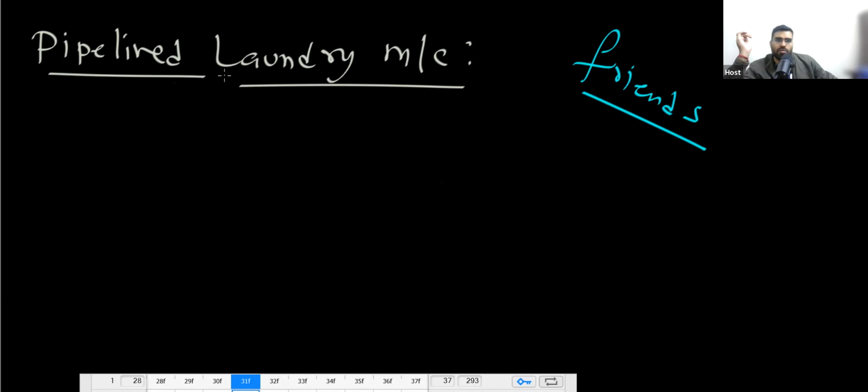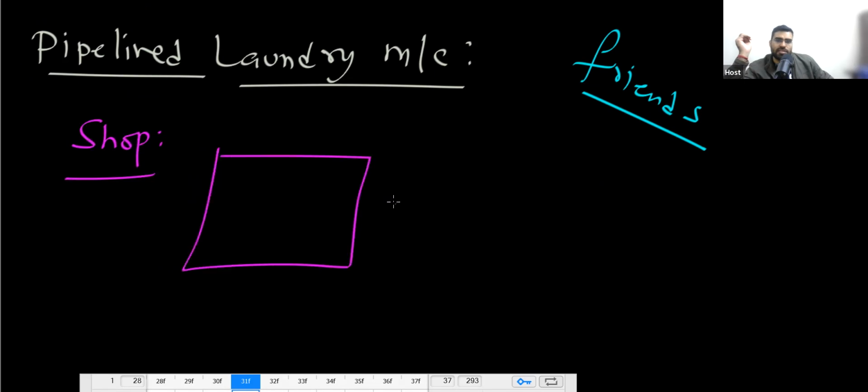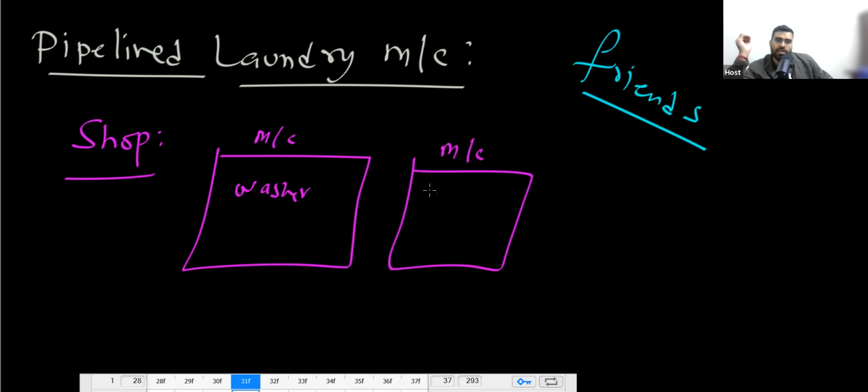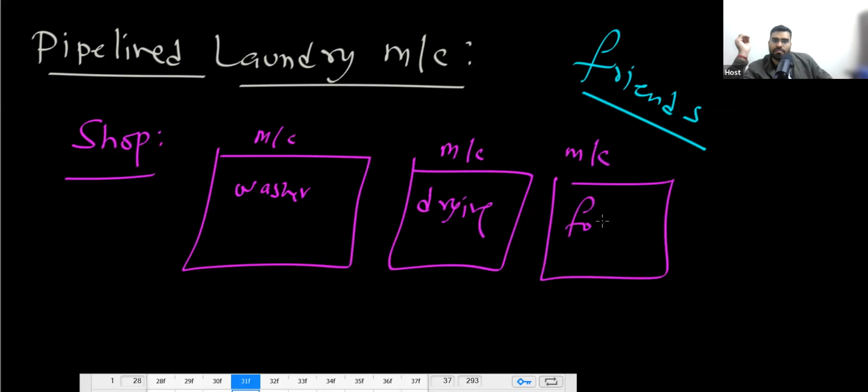Anyway, so what happens in a pipeline laundry machine? You can consider it like a shop. In this shop, you can consider this a machine which only does the washing. This is a machine which only does the drying. And this is the machine which does the folding. So you can consider it like this.